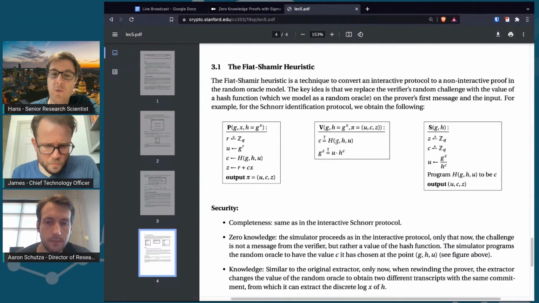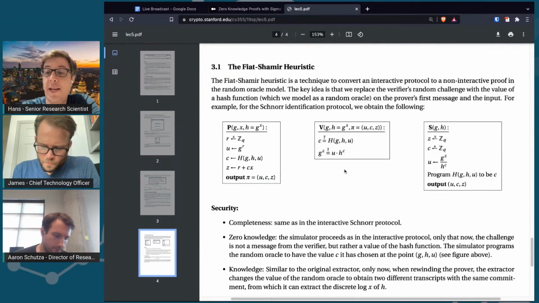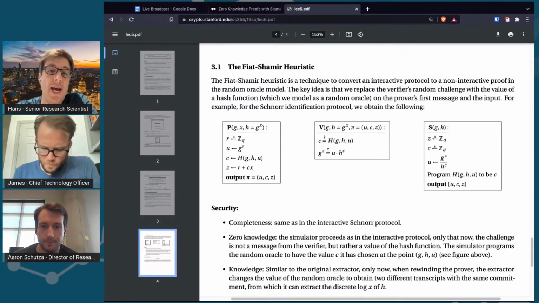Given the G and the H, which they've agreed on ahead of time, and the U, the first part of the tuple they received, they can generate the challenge themselves. They can check that G to the Z equals U times H to the C, because they have the C and the Z in the tuple, and validate that it all matches. Only one message needed to be sent by the prover, instead of this back and forth interactive thing.